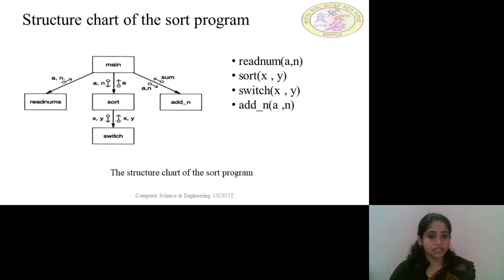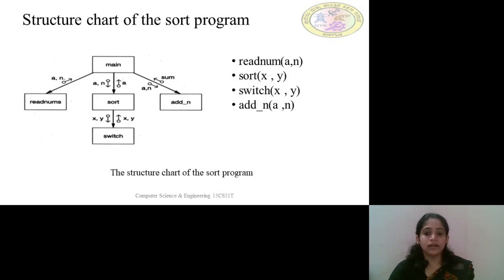The main function has a sub module called read nums. After that, it also contains sort. This is a sub function where the actual work is done. It has a sort with the parameters x, y. Every time it wants to perform the sort function, it has to take the input from read nums, that is a comma n. Sort basically uses a switch function. Switch means exchanging the numbers.